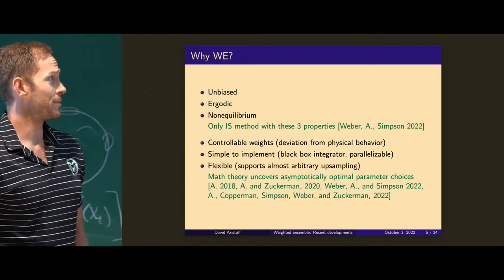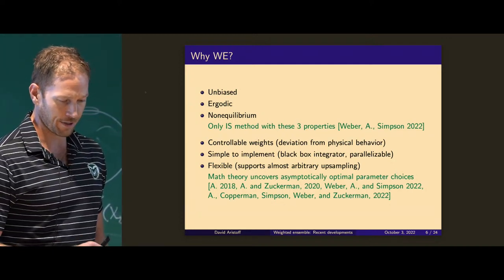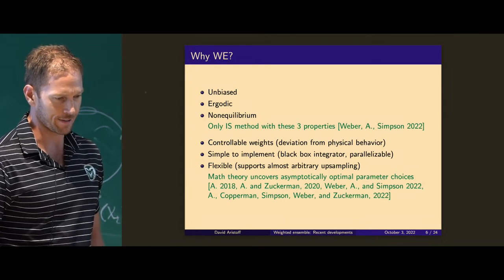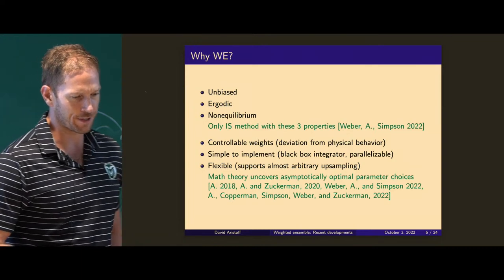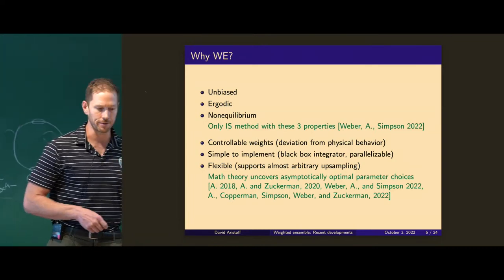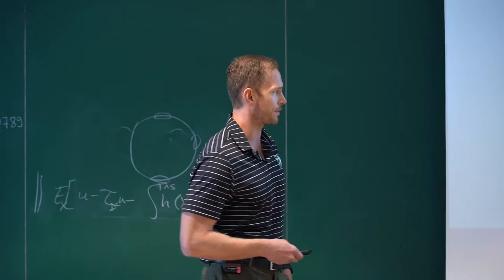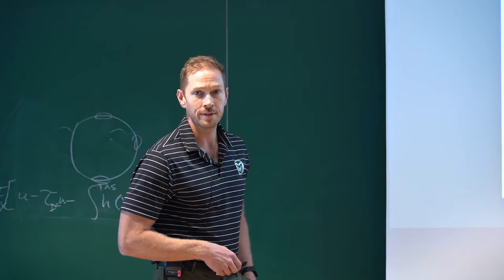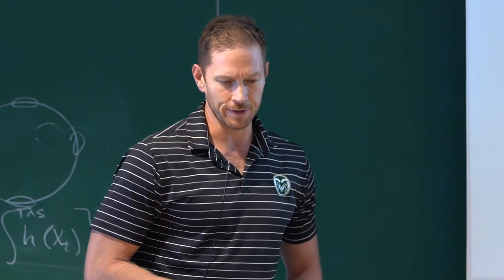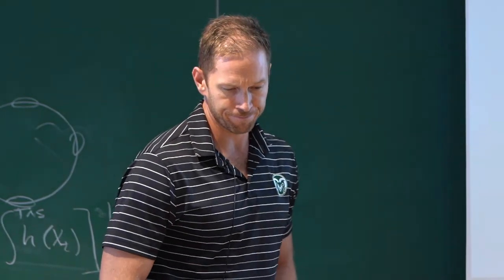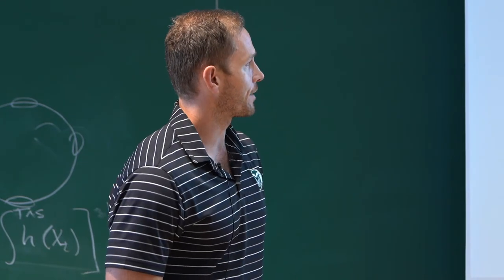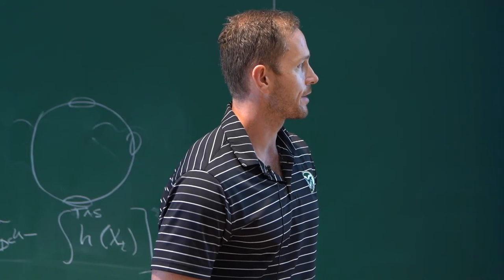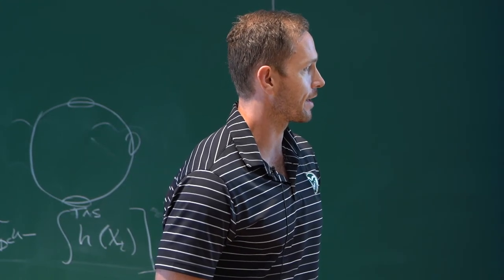It's easy to implement. Basically, you have a black box integrator, you run trajectories for time tau, and that's parallelizable. And the only intervention you need is just resampling at these tau intervals. It's quite flexible in that you can basically resample as you please, although we have a more structured version of it that we'll talk about here. So we have some theory that tells us how to do things in an optimal way, and here's some of the story of that.